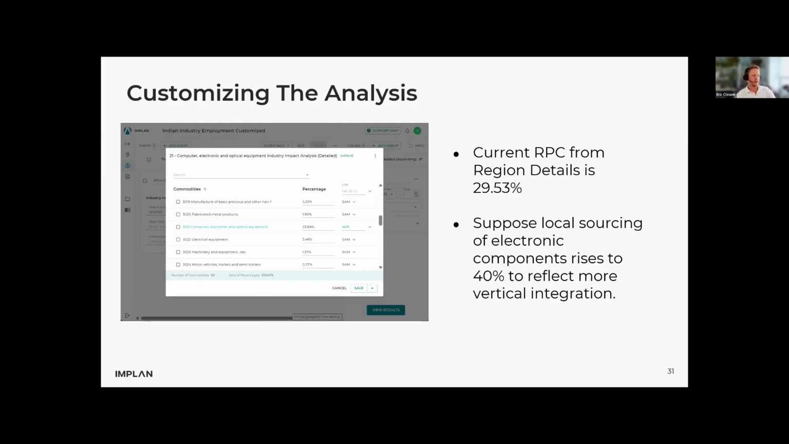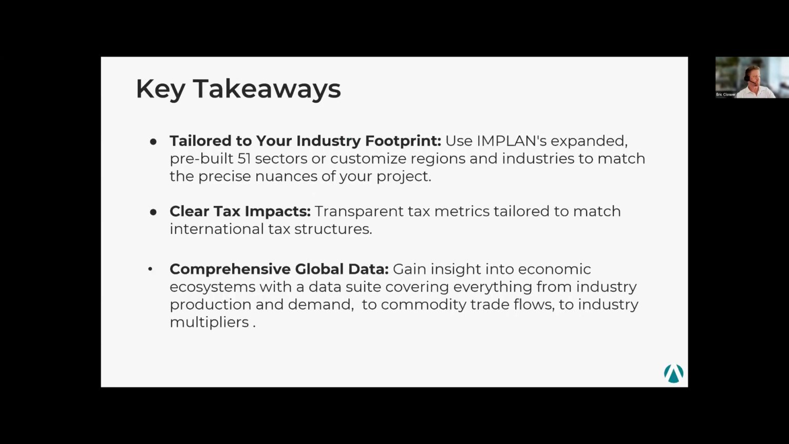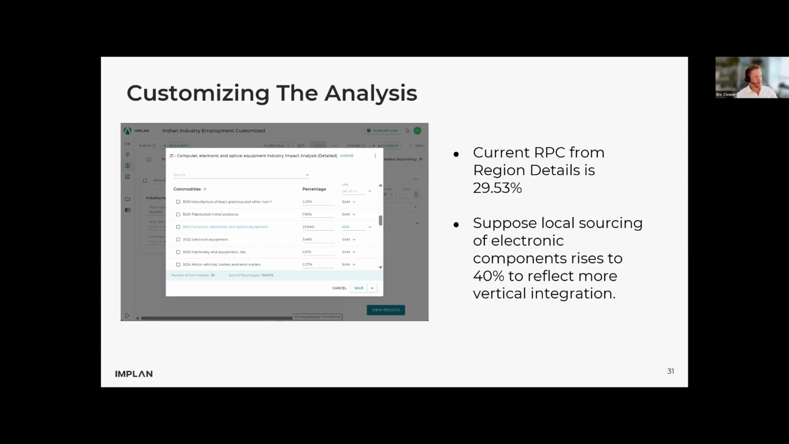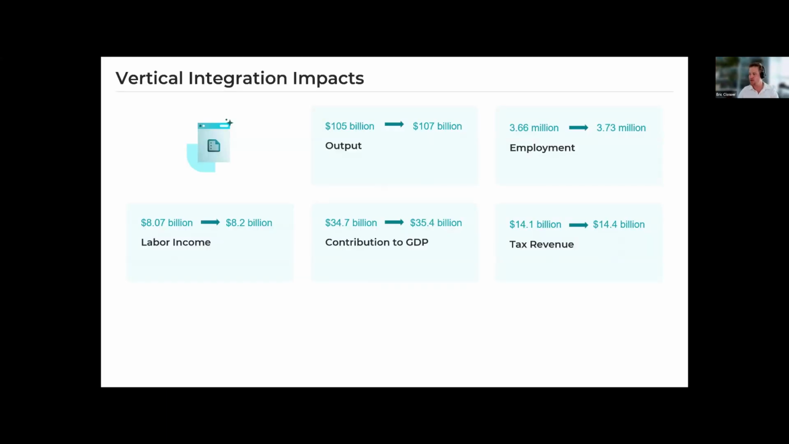So what I want to focus on today is what implications does this have? I apologize. So if we look here, we can see that increasing this vertical integration leads to more economic impacts, as we might expect. And why is that? Because we're keeping more of the economic activity inside the region. Now, this was a relatively small jump, right, from 30% to 40%. You can still see there are non-negligible impacts.